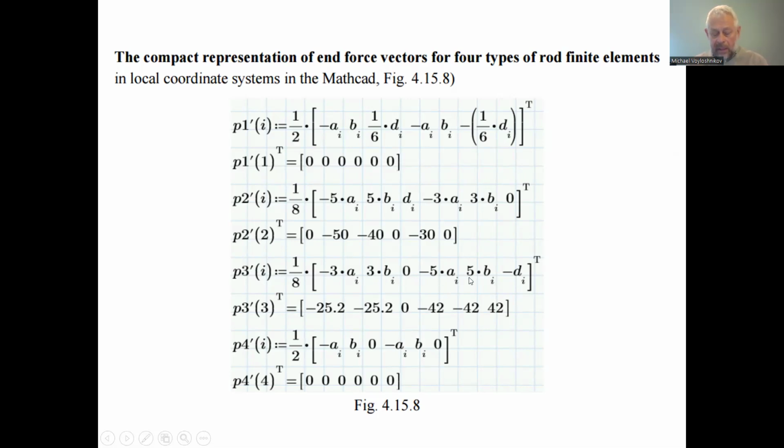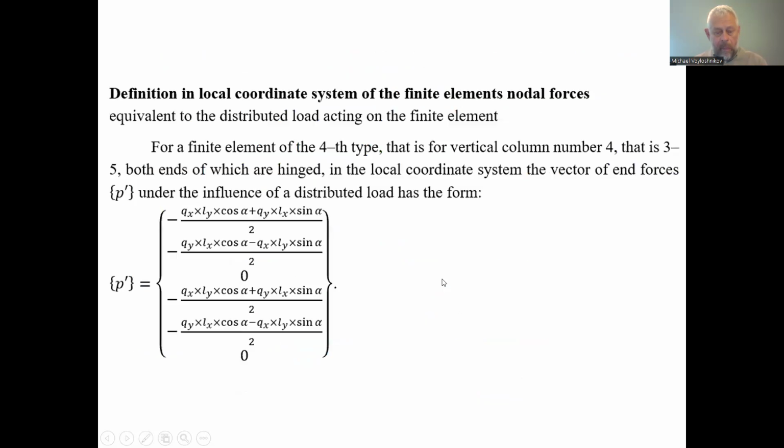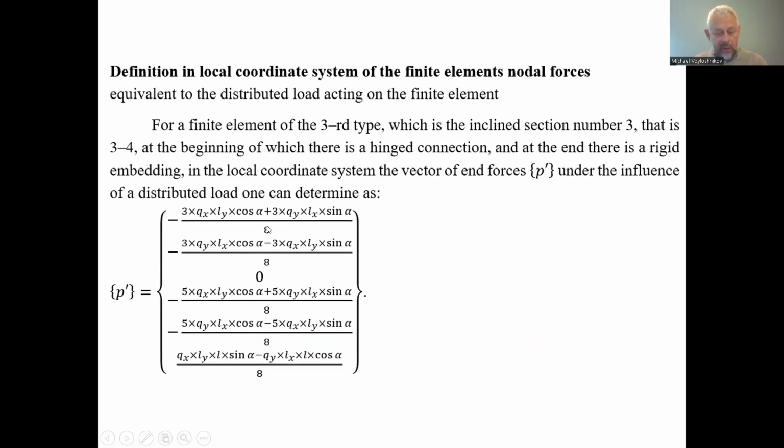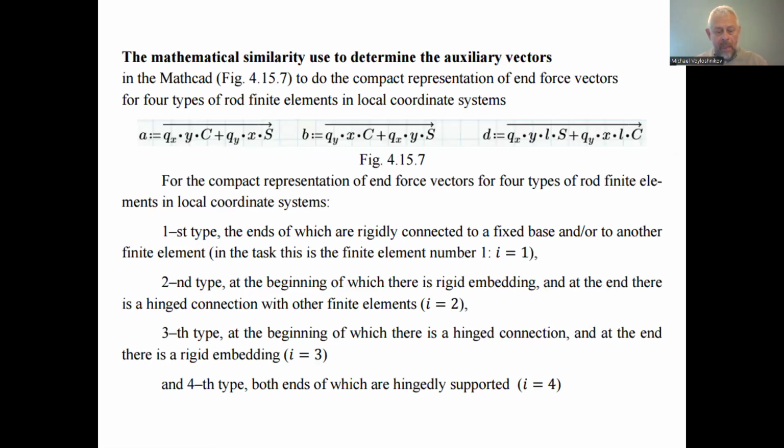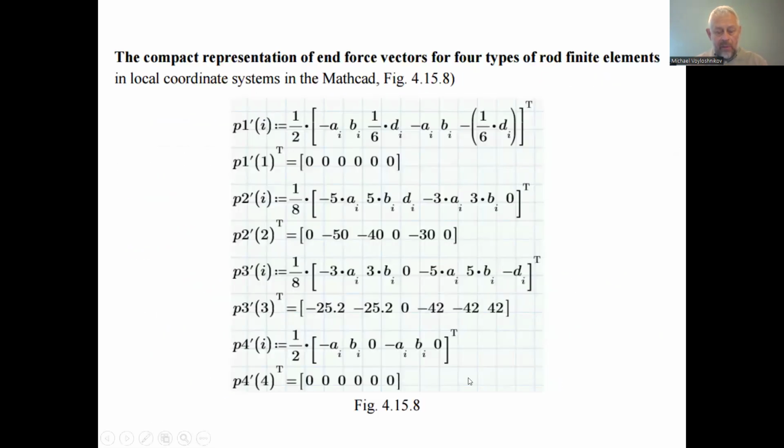This is the description for the third type finite element of these formulas, available by the use of the beforehand decision for the standard single span statically determinate single rod finite elements, and this is for the force.